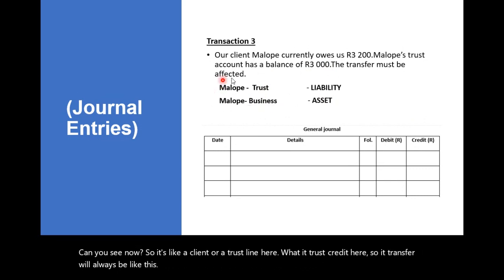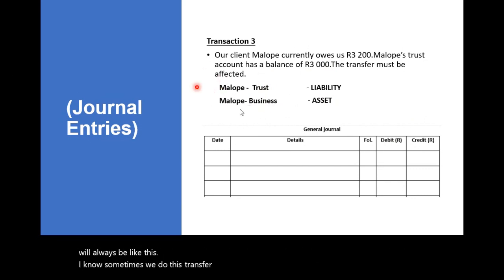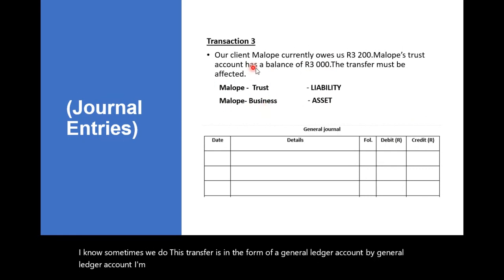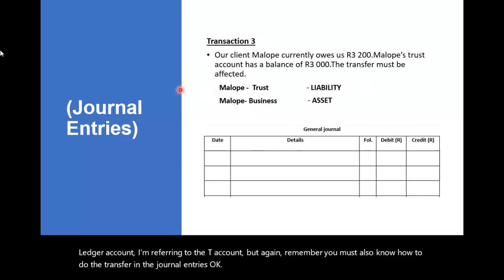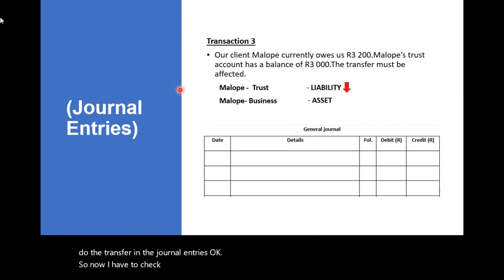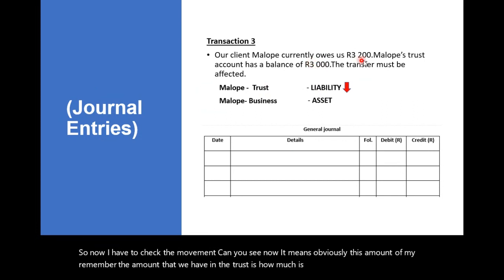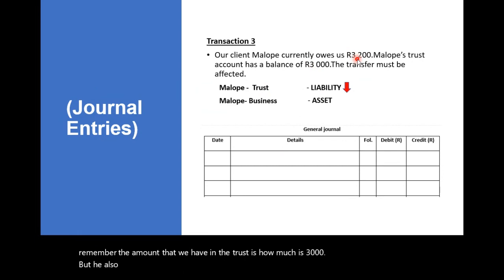I know sometimes we do these transfers in the form of a general ledger account. By general ledger account, I'm referring to the T account. But again, remember, you must also know how to do the transfer in the journal entries. Okay. So now we have to check the movement. Remember, the amount that we have in the trust is how much? 3,000. But he owes us how much?